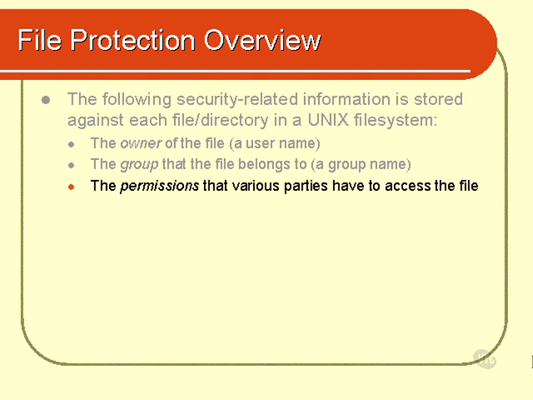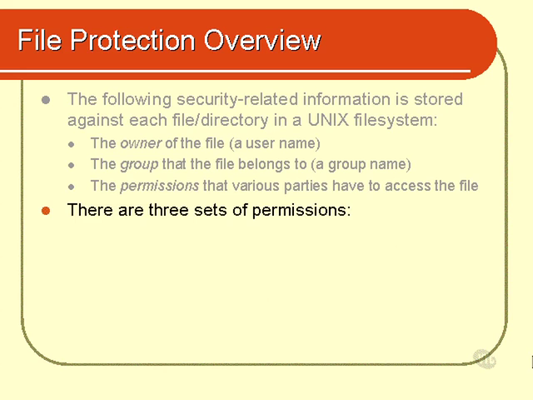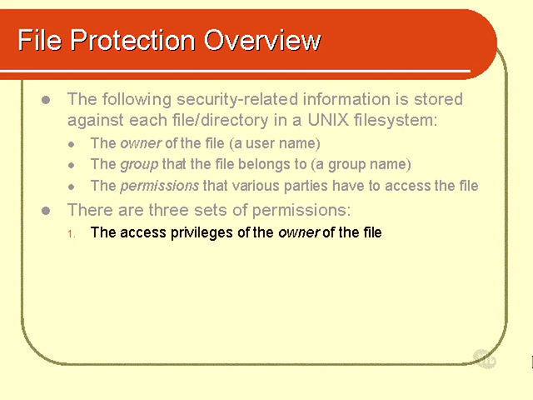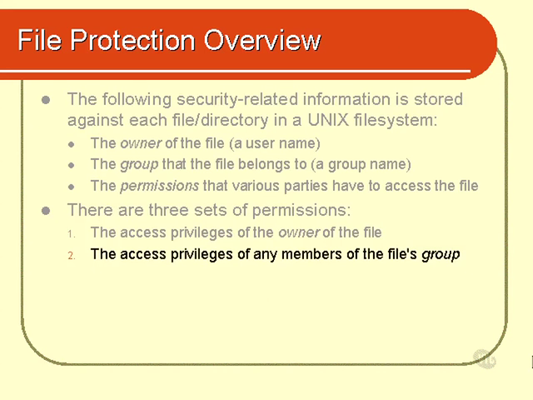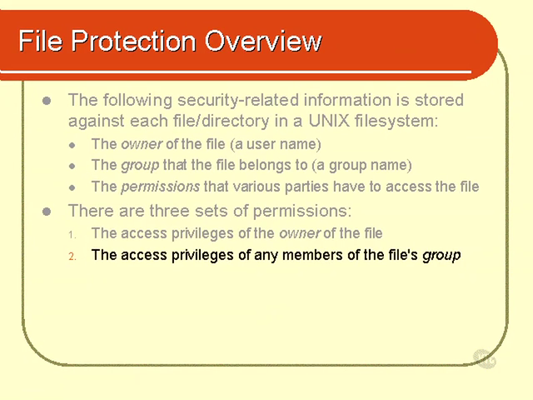Let's look now at the various permissions that are attributable to any given file or directory. There are three sets of these. Three sets of permissions against each file. Let's have a look at what each of the three is. First, there are the access privileges of the owner of the file. What is the owner allowed to do to the file? Well, you would assume that the owner is allowed to do anything, and strictly speaking that is true, assuming that they know how to.